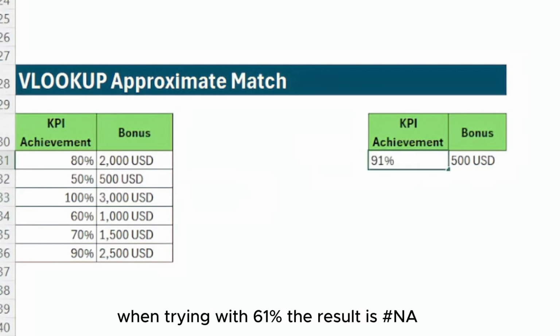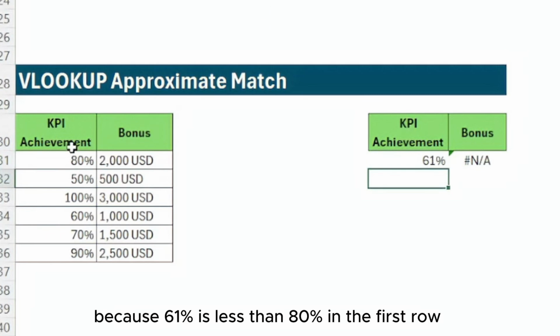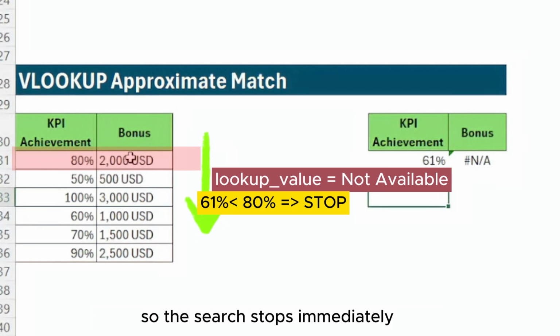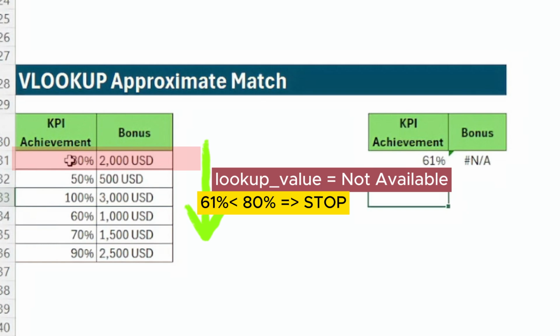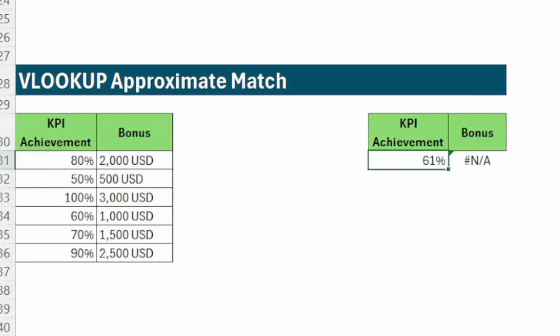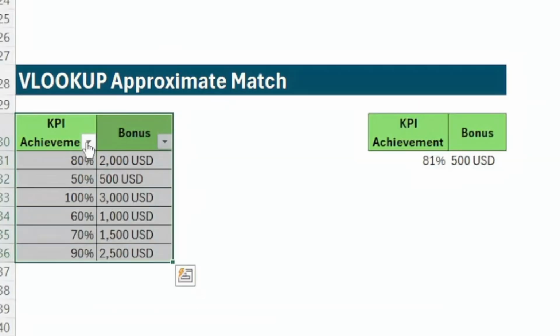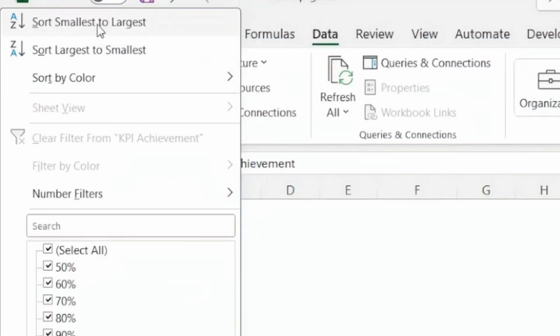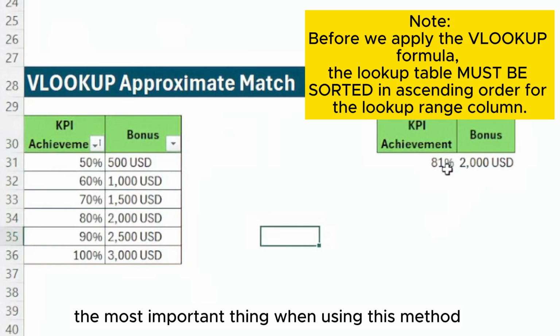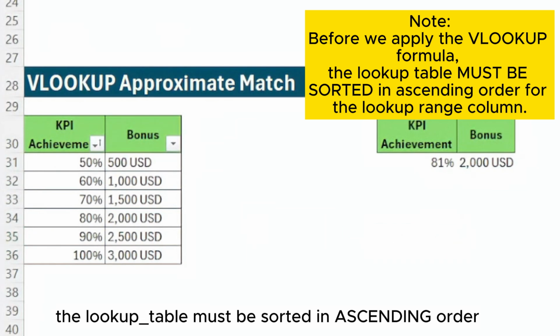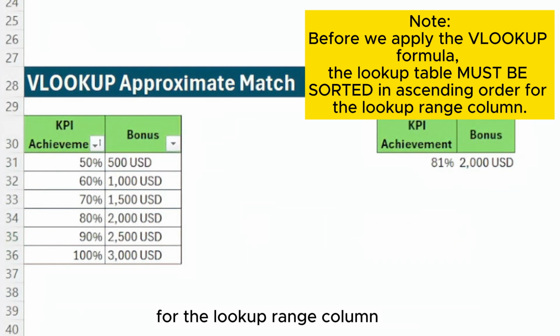When trying with 61%, the result is #N/A because 61% is less than 80% in the first row, so the search stops immediately. To solve this issue, we'll sort the lookup table. Therefore, the most important thing when using this method is that before we apply the VLOOKUP formula, the lookup table must be sorted in ascending order for the lookup range column.